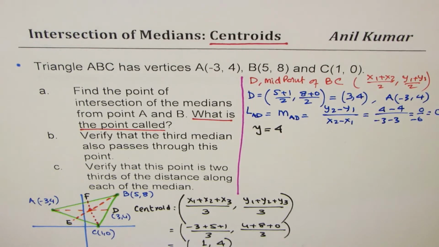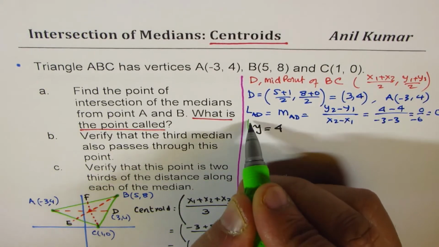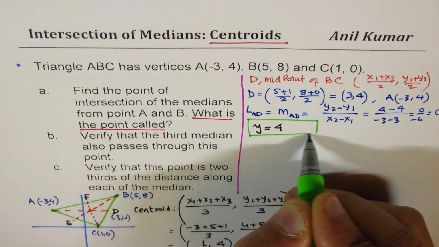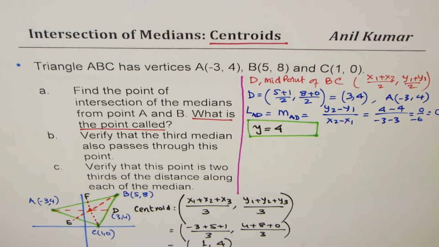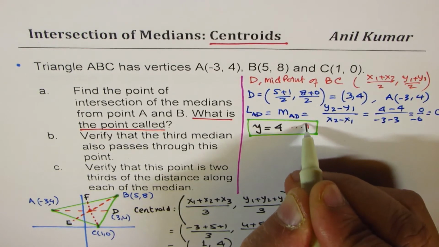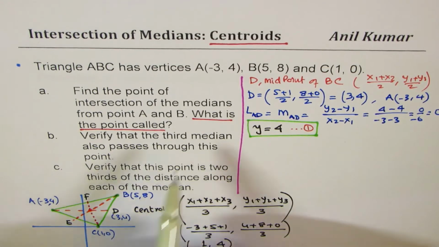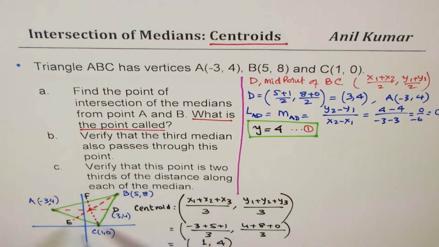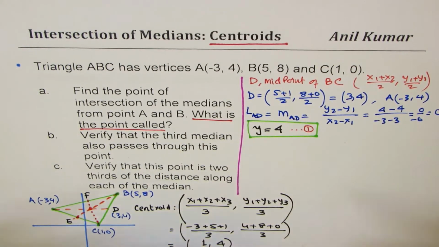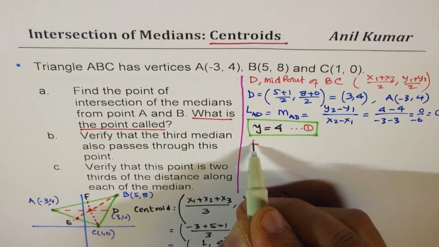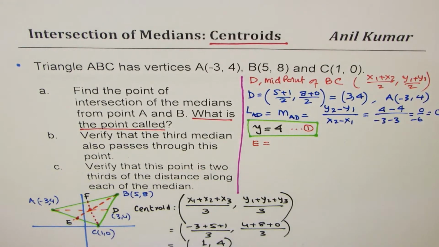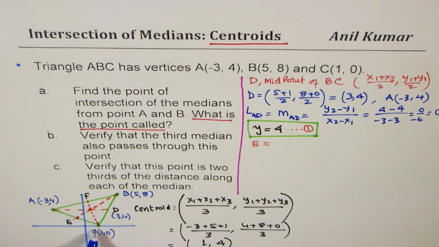So let me highlight this, and we'll call this our equation number 1. Now we have to find the second median from B. That means we have to find this point E now. Now point E is equal to what? It is the midpoint of AC.